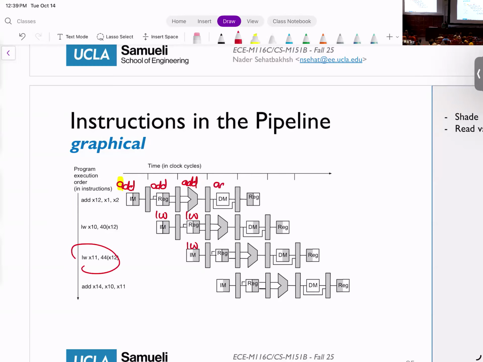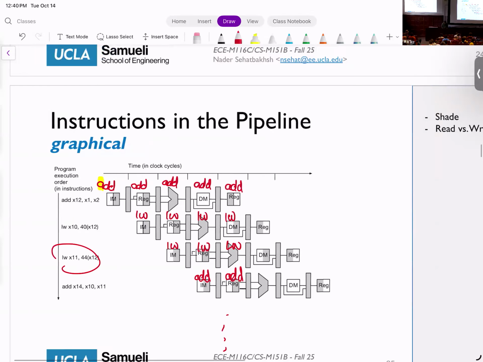Next cycle, add goes to the data memory. Load word comes here. The other load word comes here. The new add comes here. If I have more instructions, I would add them here. I'm just showing you 4 of them. At this cycle, add is finished. So add is what we call retired from the pipeline.